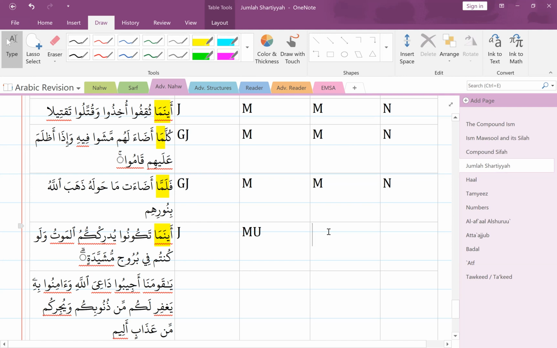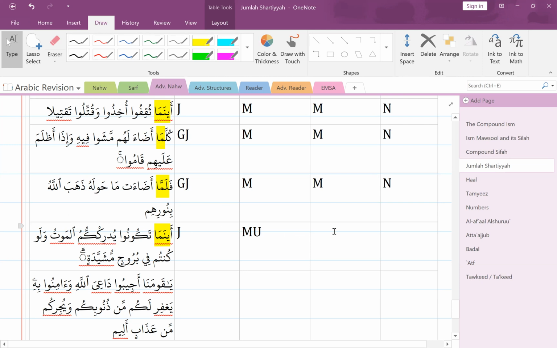ولو كنتم في بروج مشيدة. So this is موصوف صفة. Buruj, the constellations, high, something. Even if you are in very high constellations, something like that, death is going to find you. So here, law is not our adat of shart. It's just a normal sentence, or is it? Yes, even if. So again, you see how they have different functionalities.